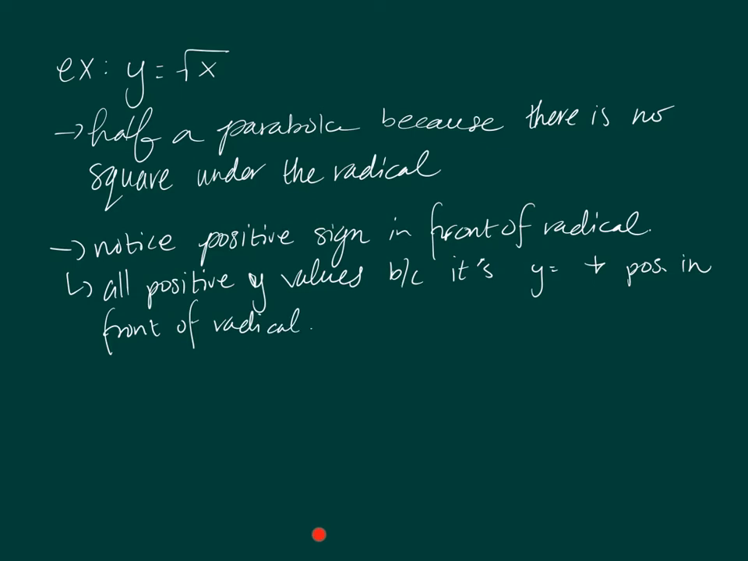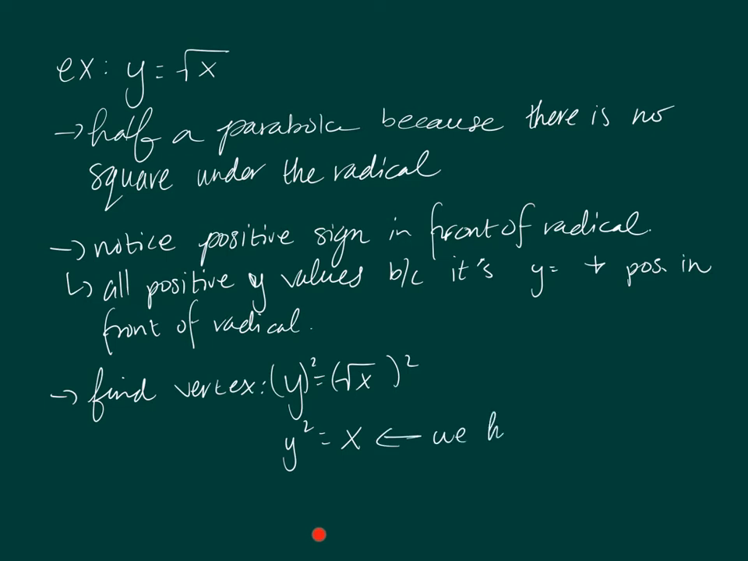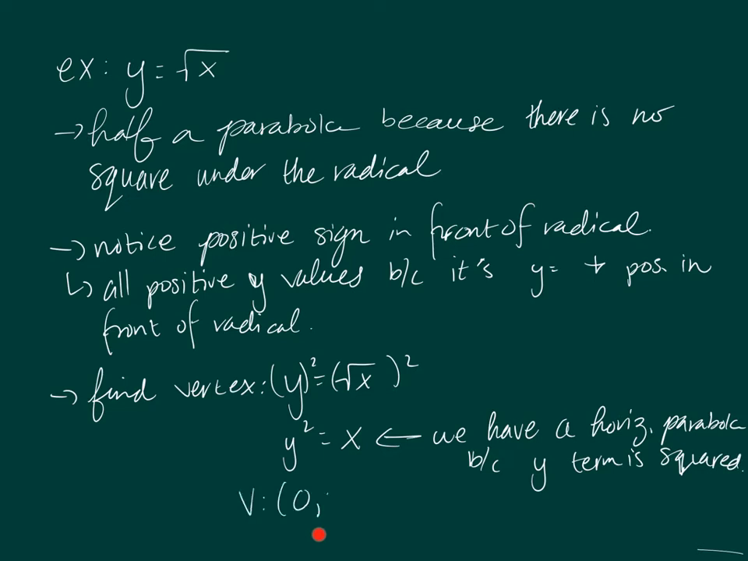And so the last thing we need to figure out is, what would the vertex of this parabola be? The fastest way to find the vertex is to solve for the full parabola equation. So we square both sides and we get y squared is equal to x. This means we have a horizontal parabola, right? Because the y term is squared. And so looking at it, it's in standard form already. So my vertex would be 0, 0.